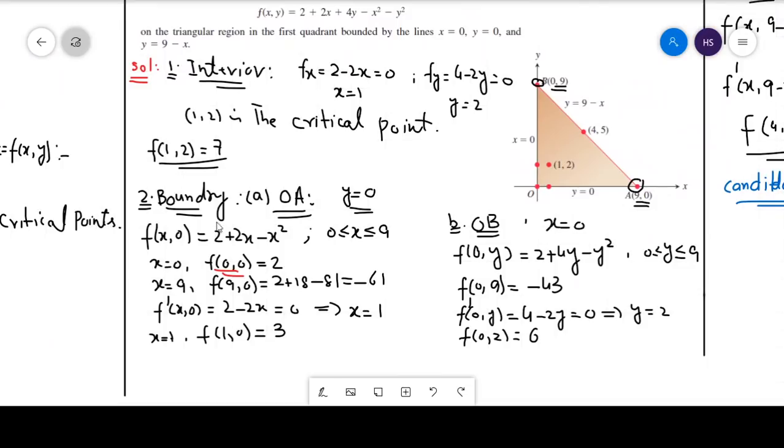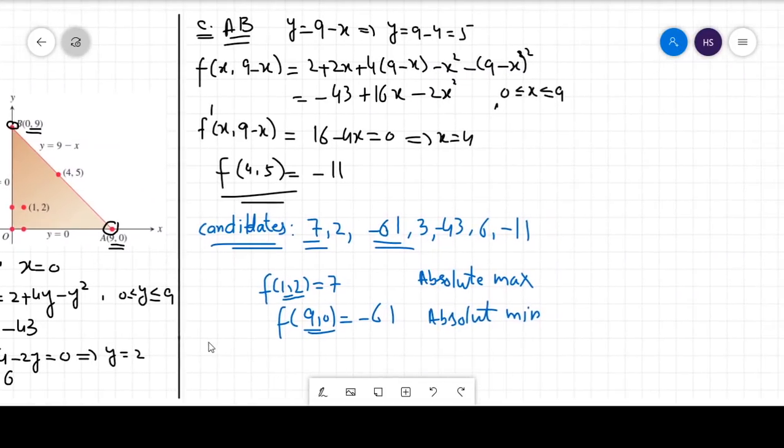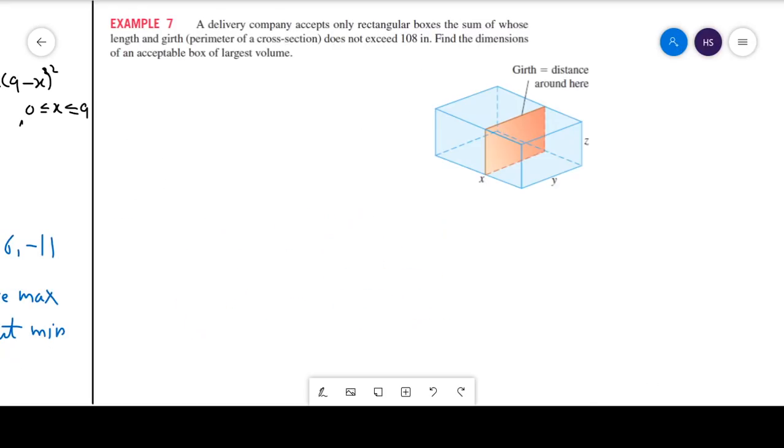If you see the questions in the exercise, they will always be triangular regions, square regions, and all those regions where you can always reduce the function into a single variable function and then calculate it by using chapter 4, which we studied in the MT 101. So this is how you check the absolute extrema of a two variable function. Now let's move on to the optimization problem for two variable cases.